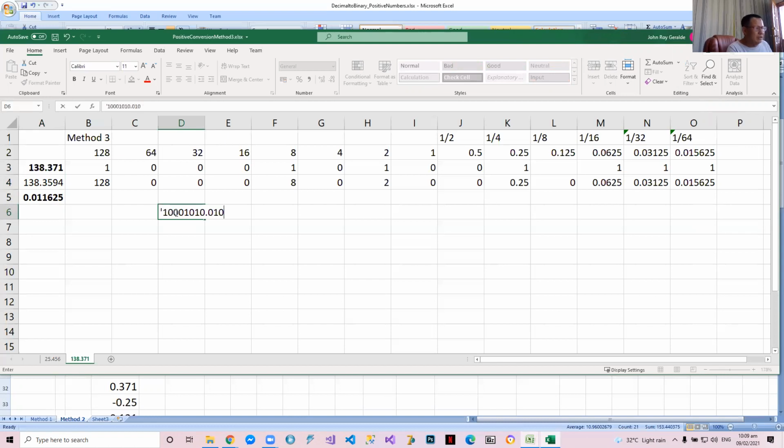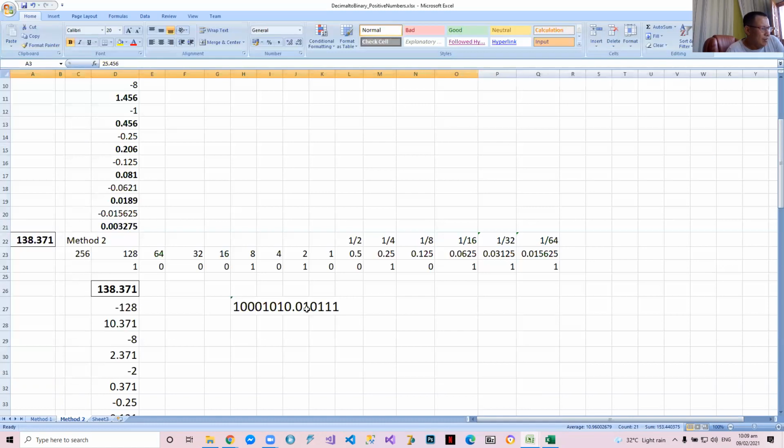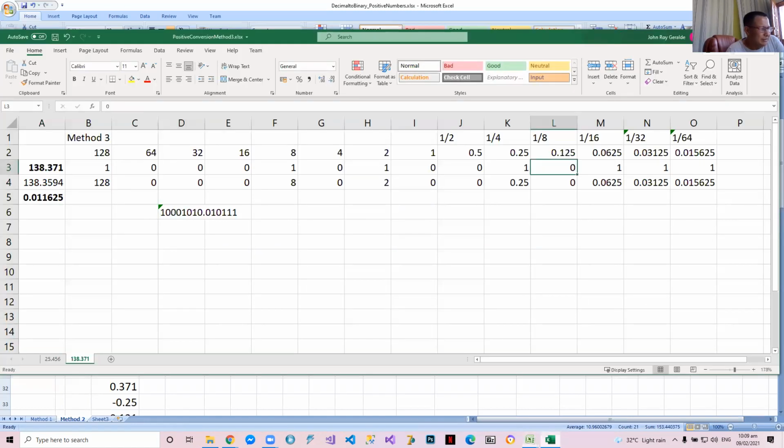May 0 pang isa, 0111. Okay, because we have a 0 here. Okay, so we stop because we are on the 6th binary place. We have the same answer. Okay, take note. Pareho ang answer natin, no? Okay, do you follow? That's correct, no? So I'm going to upload this as method 3.